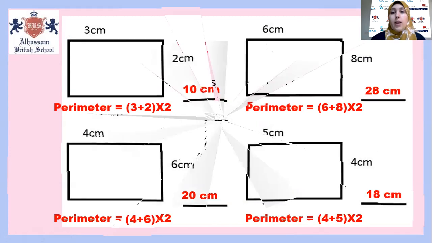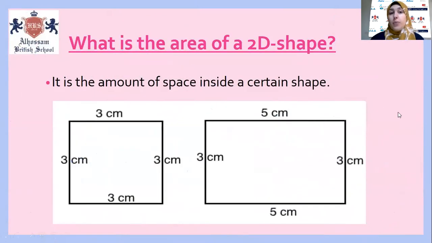Okay, now let's go to the area. What's meant by the area of a 2D shape? And in our case, in our lesson for today, we are talking about what? The square and the rectangle. So we're the same 2D shapes, okay? The area of a 2D shape is the amount of space inside a certain shape.